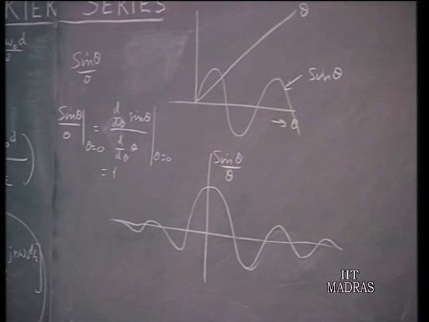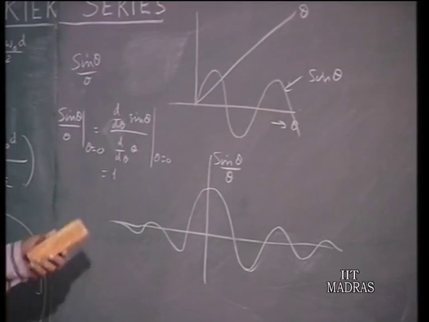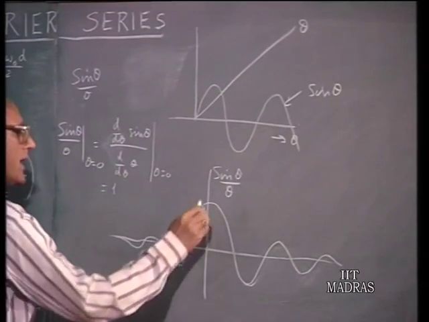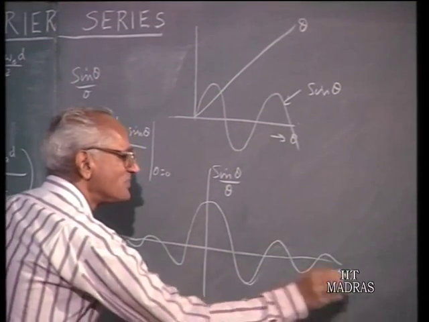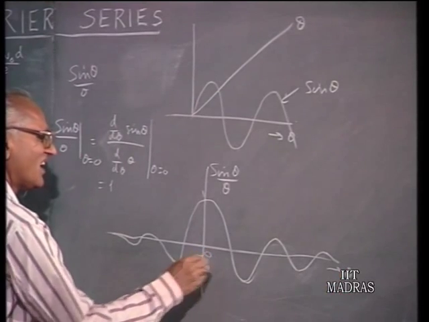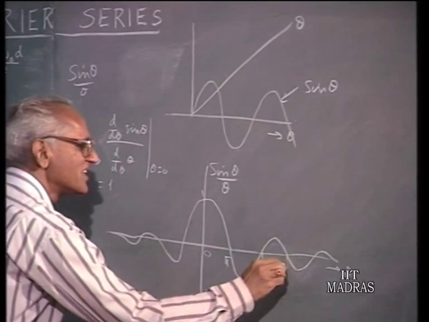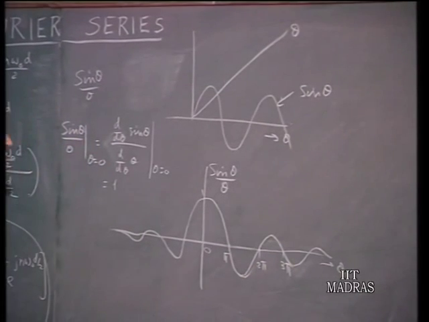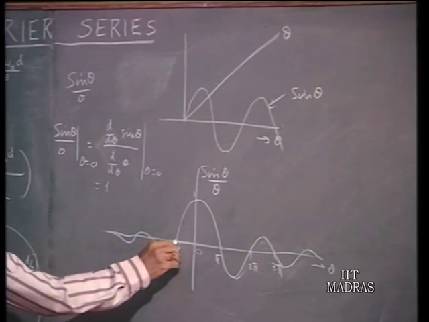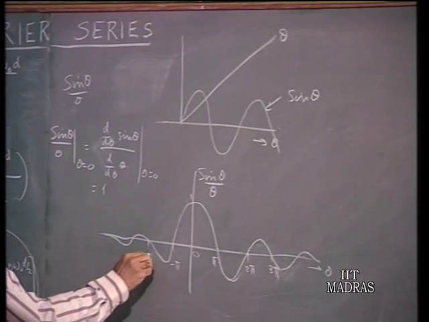This function occurs again and again in Fourier theory, so we would like to see its properties. At theta equals 0, it is 1. And it becomes 0 again at pi, 2 pi, 3 pi, and so on and so forth. Again on the negative side, at minus pi, minus 2 pi.